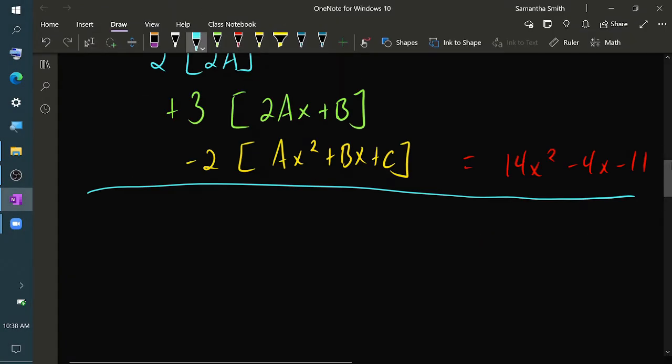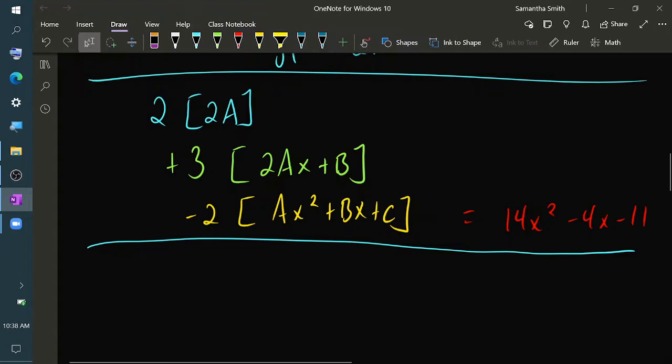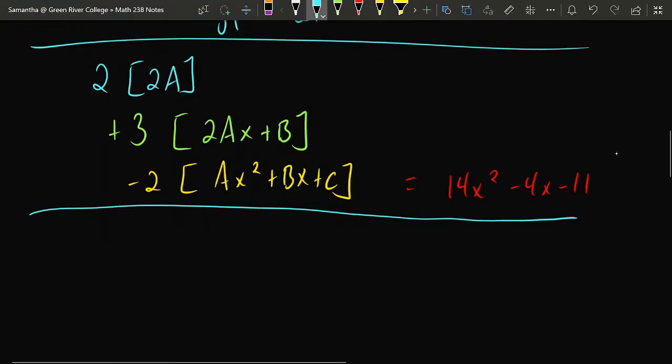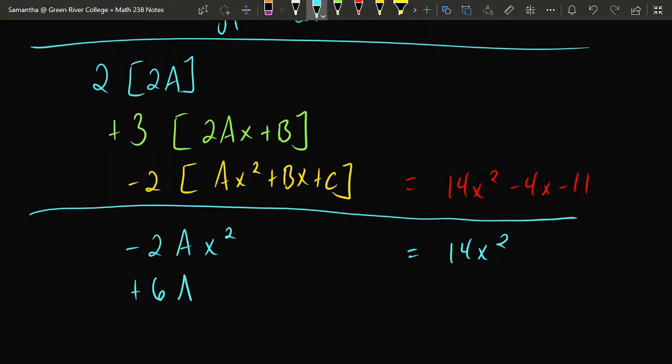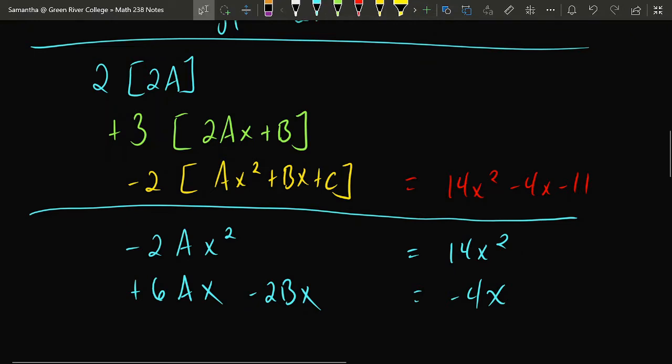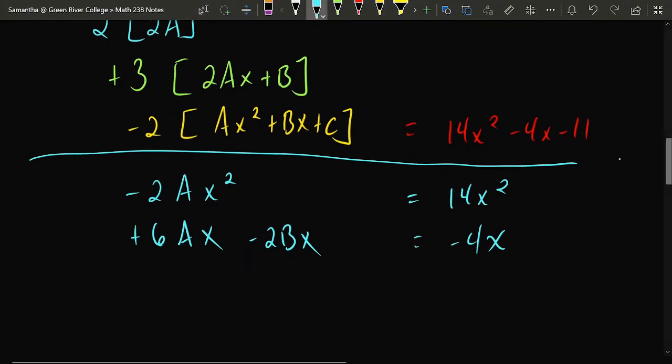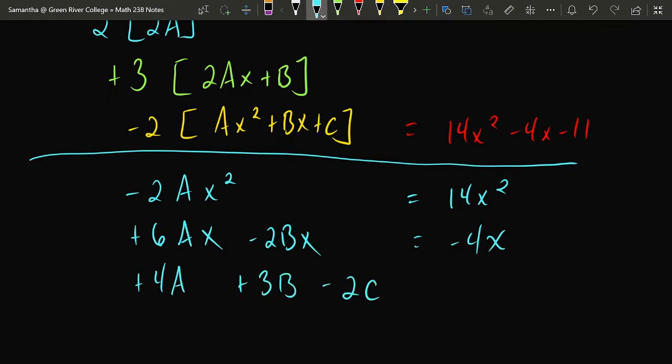So let's go ahead and algebraically simplify this, and as always I'm going to arrange these terms by who contains an x squared, who contains an x, and who is just constant. So we get the -2ax squared, and that needs to be equal to 14x squared. For x terms, we get a plus 6ax and a -2bx. That needs to be equal to -4x on the right side. And for constants, we get a 4a, we get a 3b, and we get a -2c, and that needs to be equal to the -11 on the right side.